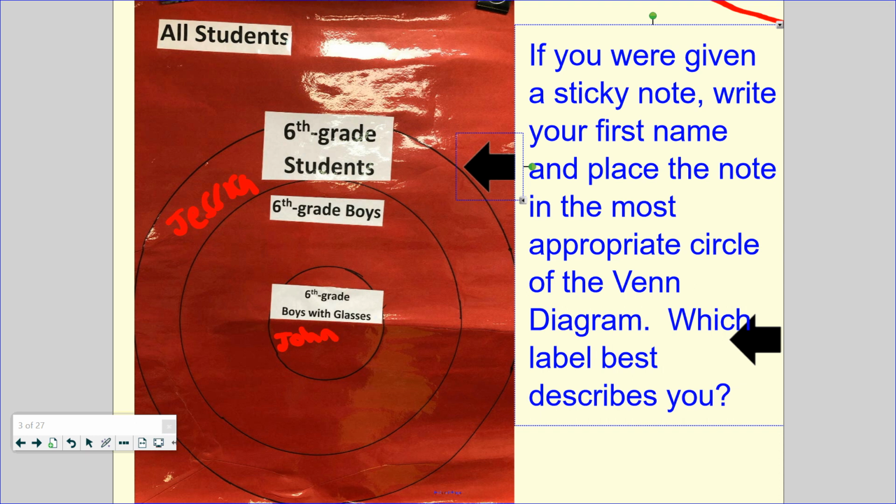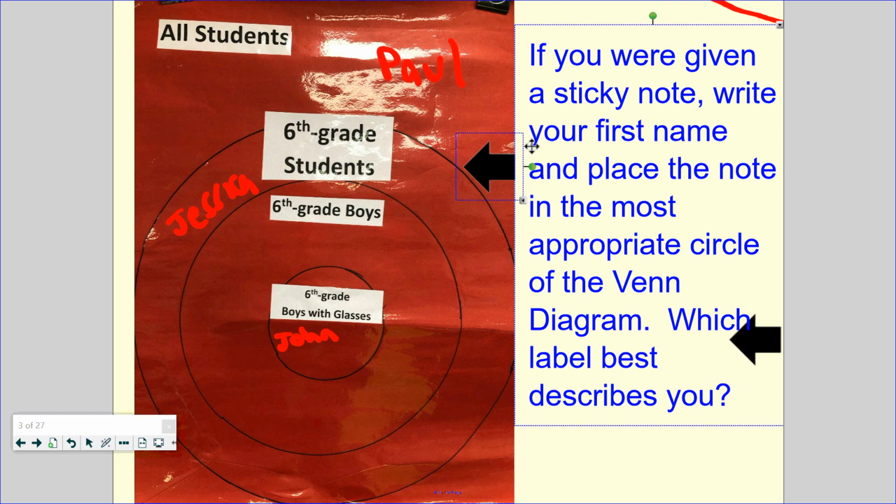What about if we have Paul? He's a 7th grader. For some reason, he just misses my class and he won't leave my room. So which category best describes him? Well, he's a 7th grader, so it can't be the inner circles. So Paul would probably be out here. He'll be a student. It could be a kindergarten student to a college student. But only 6th grade students can go in here.